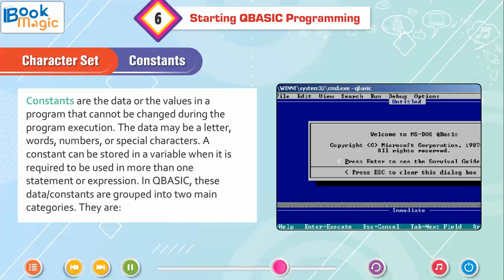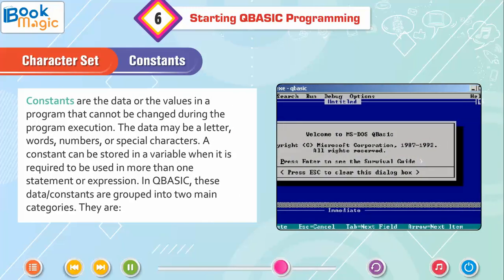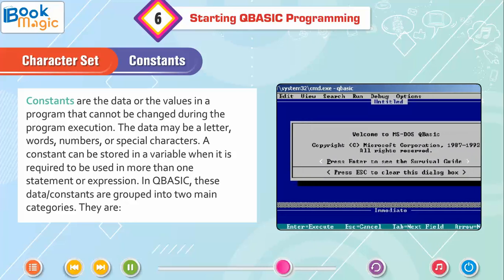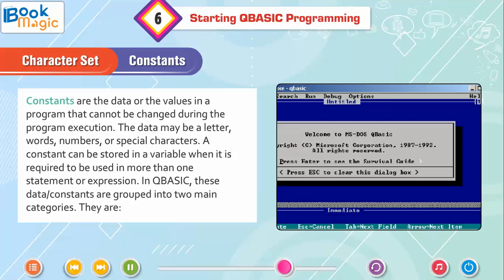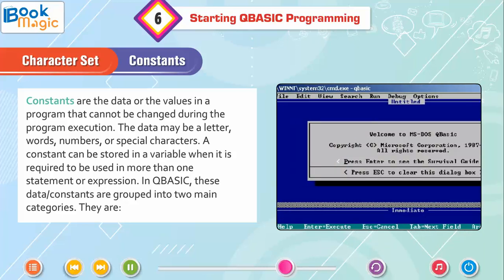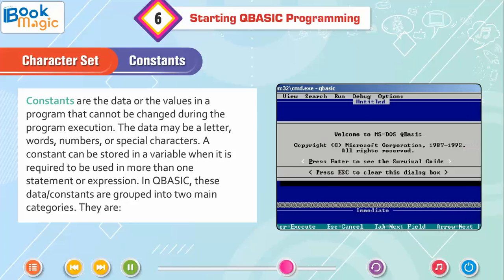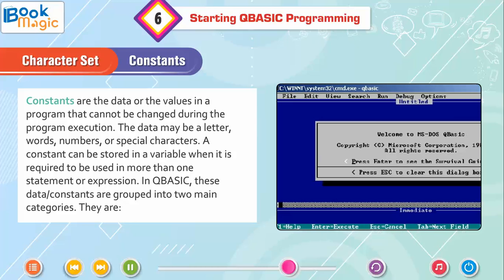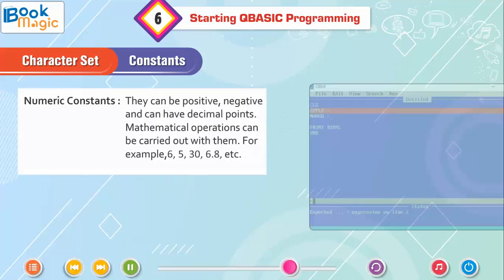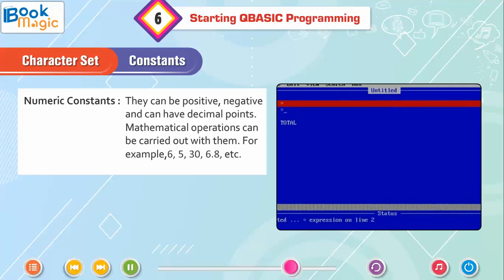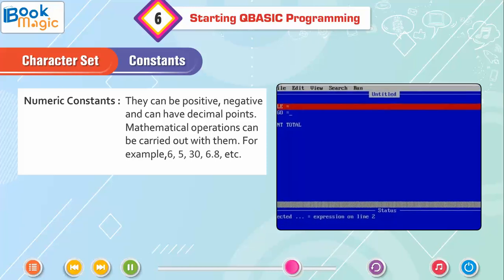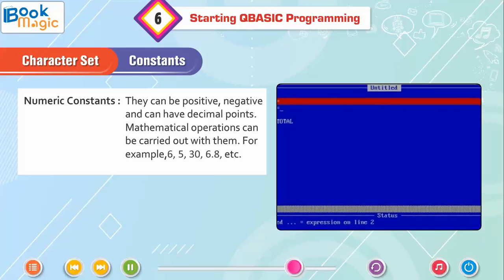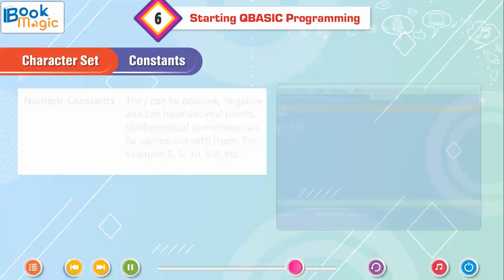Constants. Constants are the data or the values in a program that cannot be changed during the program execution. The data may be a letter, words, numbers, or special characters. A constant can be stored in a variable when it is required to be used in more than one statement or expression. In QBasic, these data or constants are grouped into two main categories. They are numeric constants. They can be positive, negative, and can have decimal points. Mathematical operations can be carried out with them. For example, 6, 5, 30, 6.8, etc.